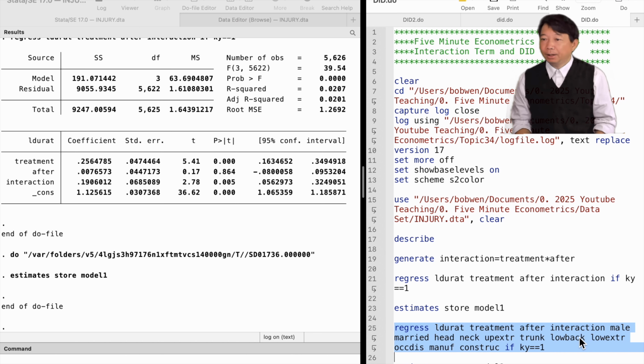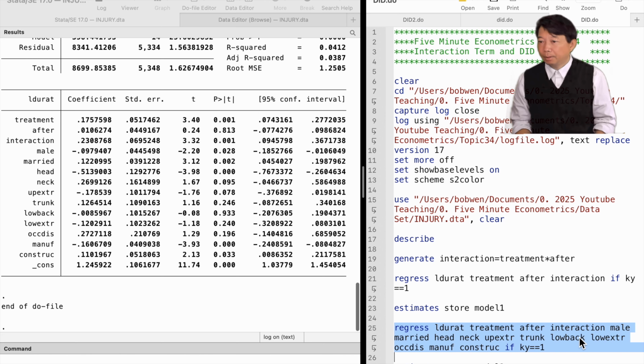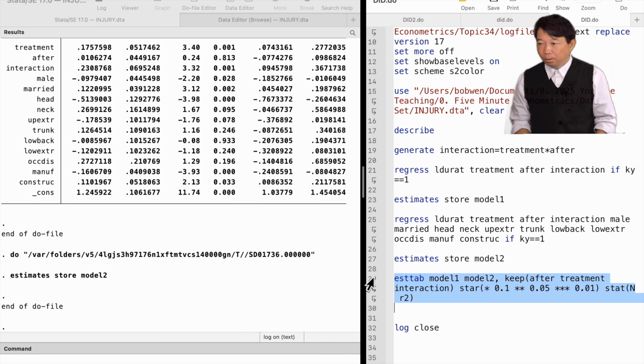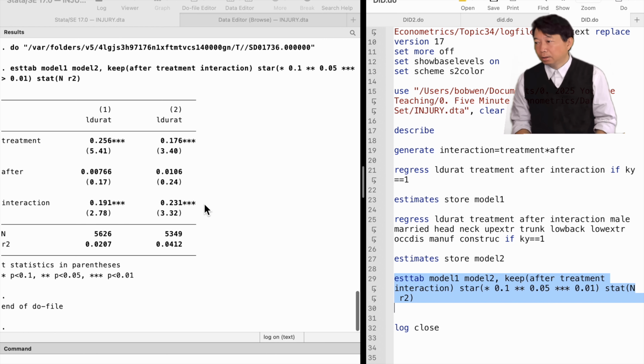We re-estimate the model, adding male, married, and a full set of industry and injury-type dummy variables as additional controls. The effect of the law becomes slightly larger after controlling for those factors, from 0.19 to 0.23. The effect is still statistically significant at the 1% level.